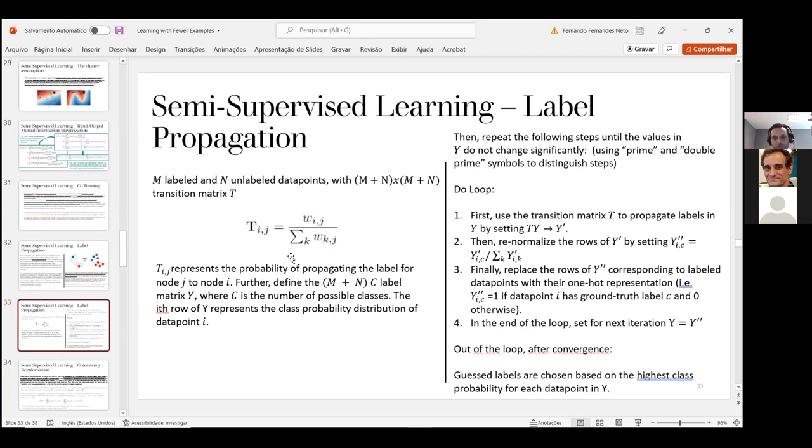Further, we can define an (m plus n) times C label matrix Y, where C is the number of possible classes. Then the i-th row of Y represents the class probability distribution for the data point i. So the basic idea of the algorithm is to repeat the following steps until the values of Y do not change significantly. Here, I took the freedom to use prime and double prime symbols to distinguish the steps.